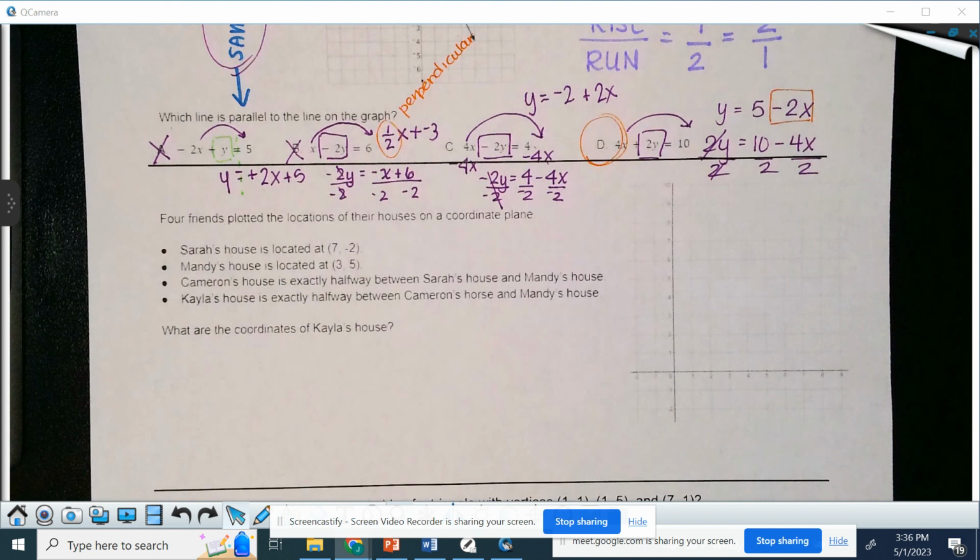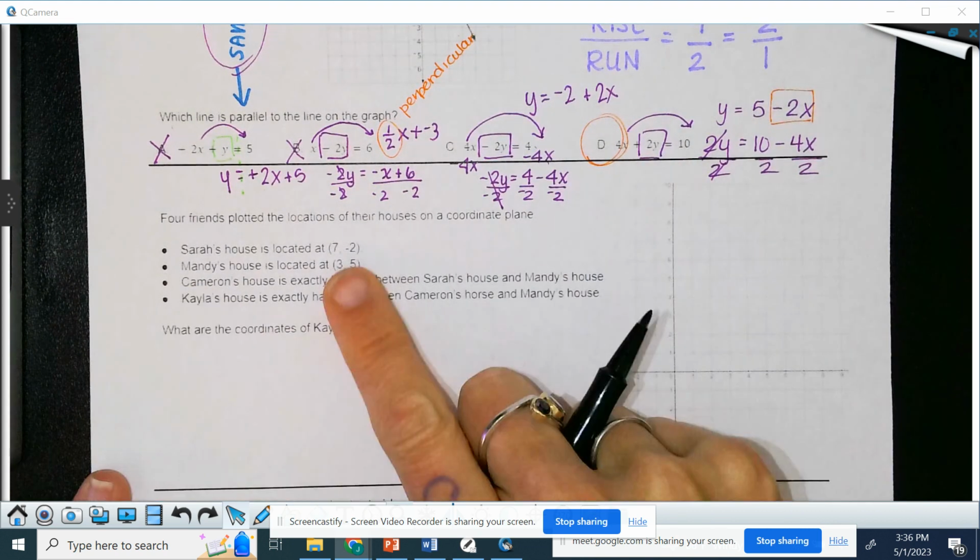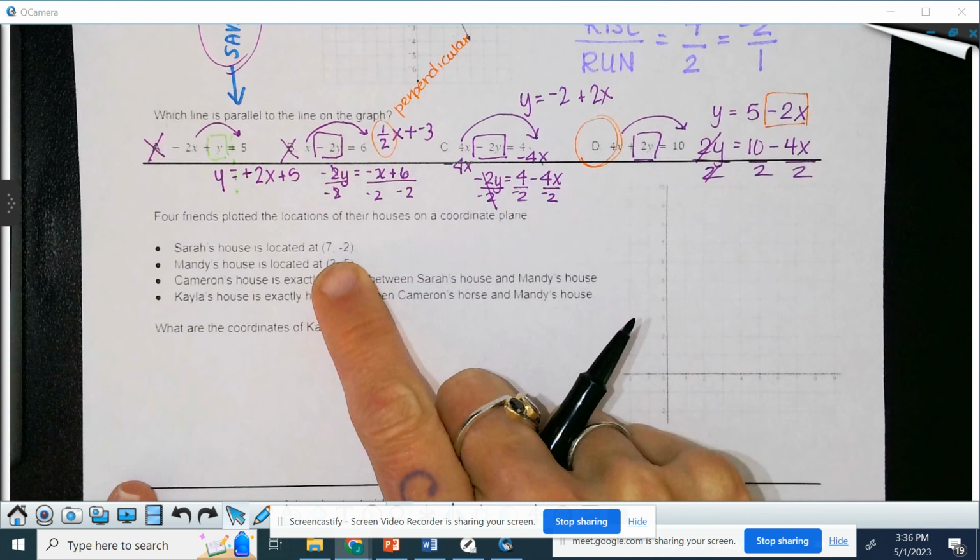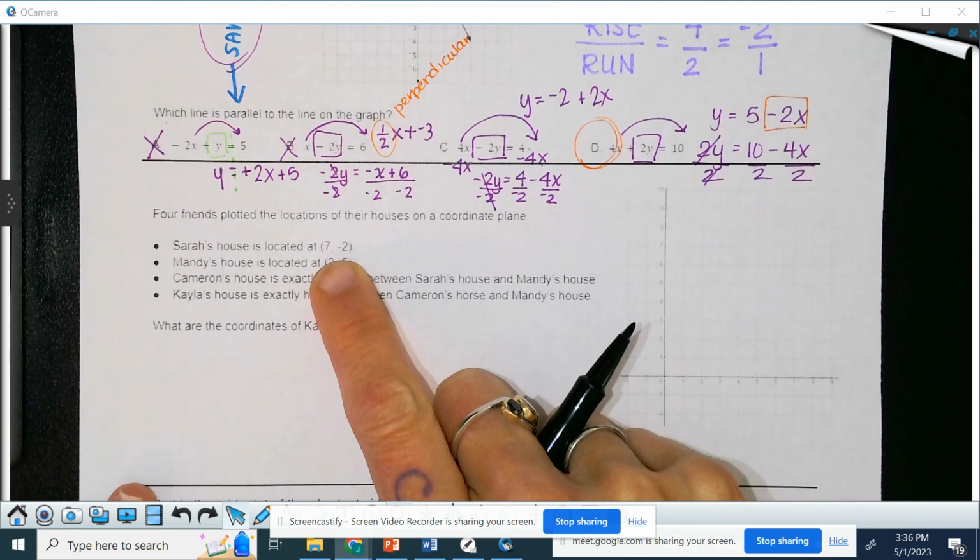So let's graph these guys. So Sarah's house is located at 7, negative 2. The first number is the x value or the y value? Good. So that means I'm going to go up and down first or left and right first?